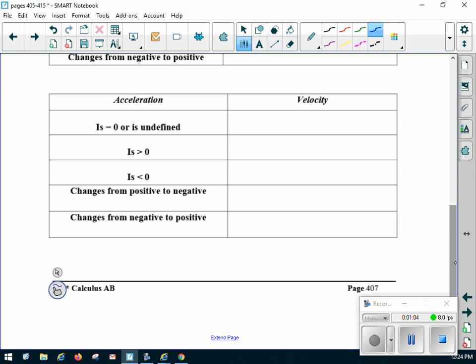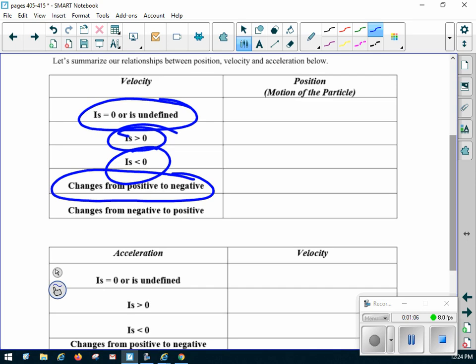I might make one. 0? Because it says possible. Possible.